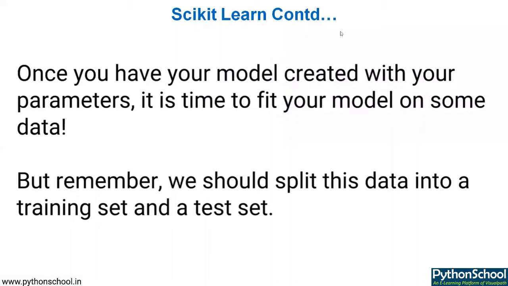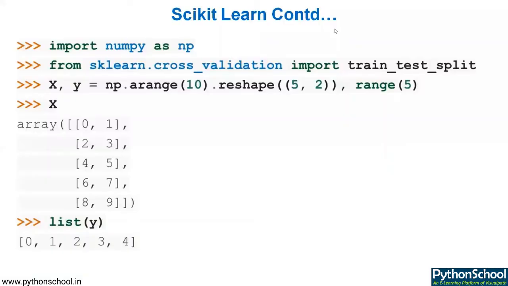Once you have your model created with your parameters, it is time to fit your model on some data. But remember, we should split this data into a training set and a test set. Let us see how we can create some fake data. Normally we will be using CSV files and other data sources, but here I'm just showing you by creating data using NumPy and getting a training set and a test set. I import numpy as np, and from sklearn.cross_validation I import the method train_test_split. I create two arrays x and y with the arange function of NumPy, and I reshape one of them to a two-dimensional array and leave the other as a single-dimensional array.